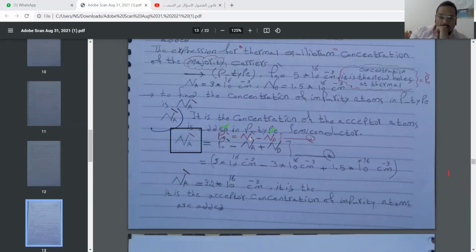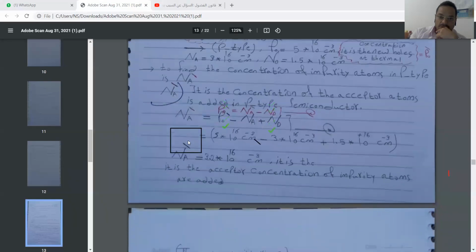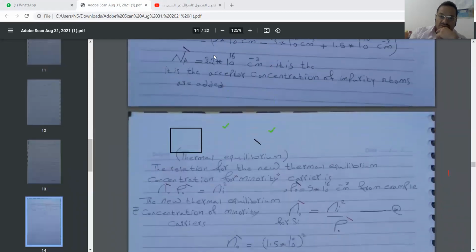Okay, Na prime equals the new hole concentration minus Na plus the donor concentration at the conduction band. Here, let's not forget Na prime. Okay. The last result for the new acceptor concentration of impurity atoms added is 3.2 times 10 to the 16 per cubic centimeter, centimeter to the power minus 3. Okay. Let's delete that.